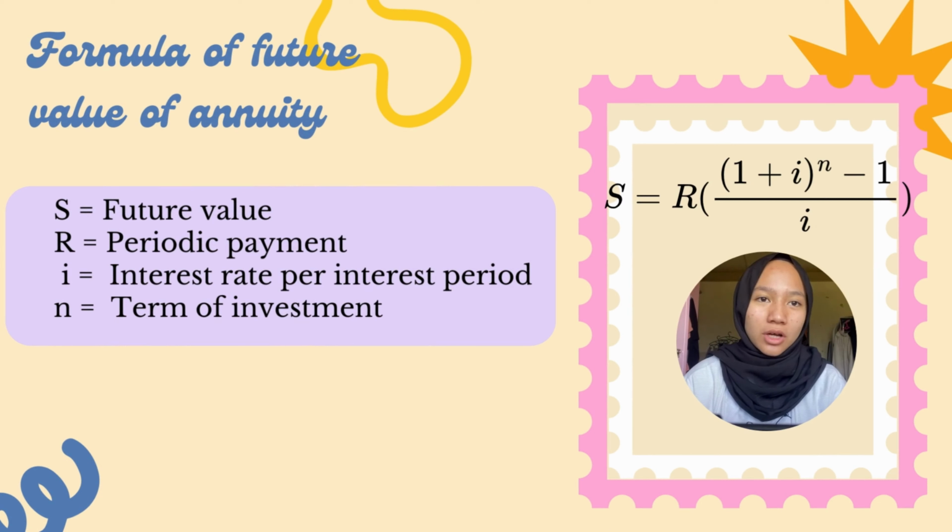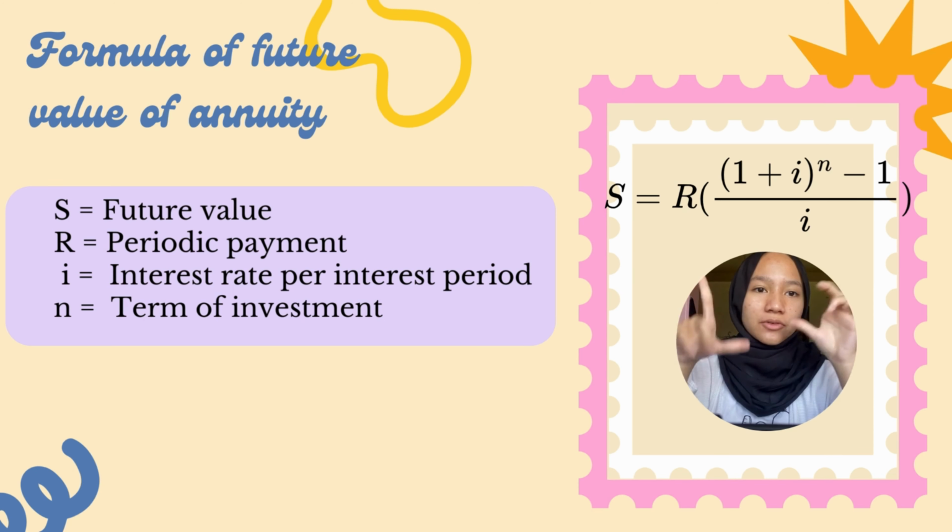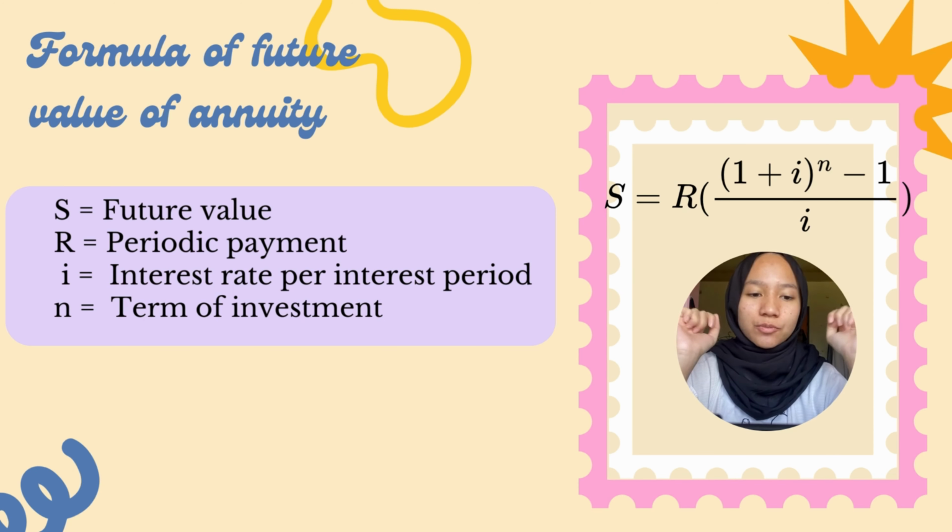Right now, I'll be explaining how to use the formula of future value. The future value of an annuity formula is used to calculate the total value of a series of equal payments or cash flows at a specified future date. The formula is generally expressed as S equals R in bracket 1 plus i to the power of n minus 1 over i.